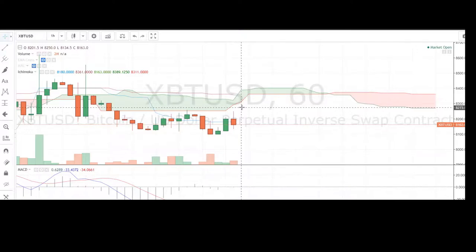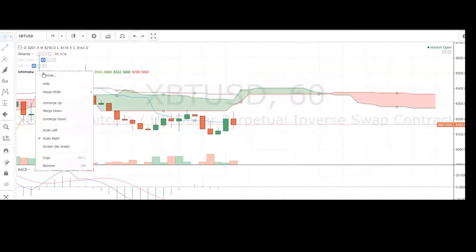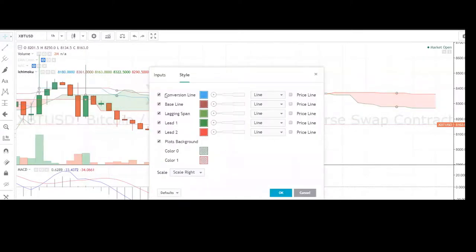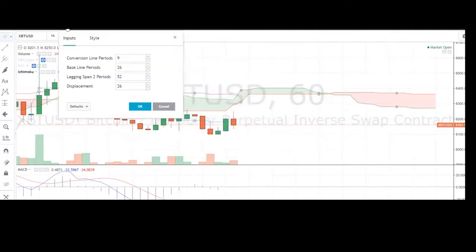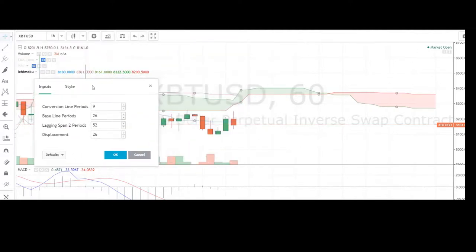It has a default setting, and to go with that, you can actually come here. These are the basic inputs for the Ichimoku Cloud. We have the conversion line period, the baseline, the lagging span, and the displacement. The displacement is how long you want it to predict into the future for you. I'm on a 1 hour chart right now, so it's going to predict 26 hours ahead of the current time.